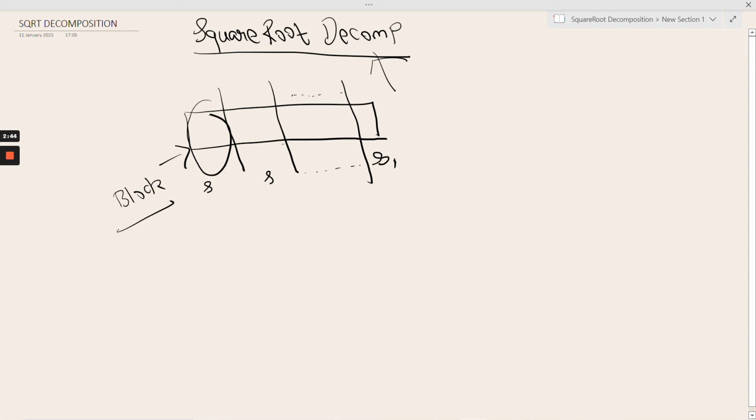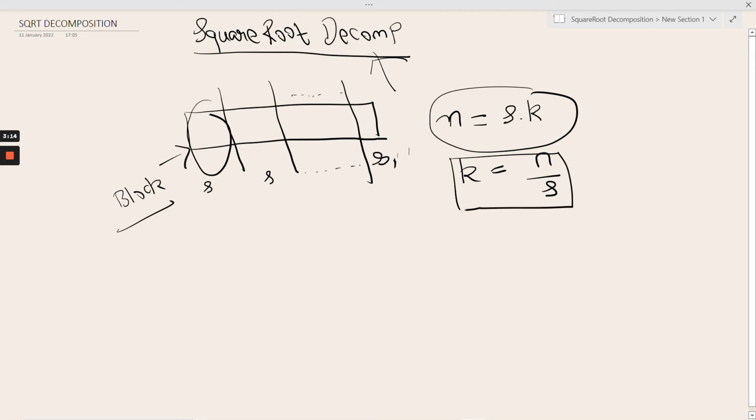Now the question is how many blocks do I have? Let us assume that the total number of elements in your array is n, and each block has size s. Let's ignore this s1 for now. The number of blocks that you have is n by s, and the last block can be of size s1, which is not always equal to s.